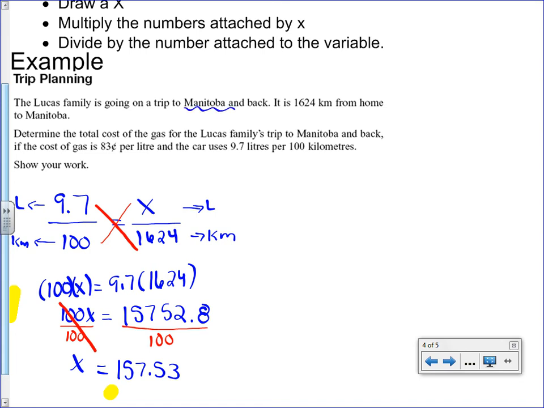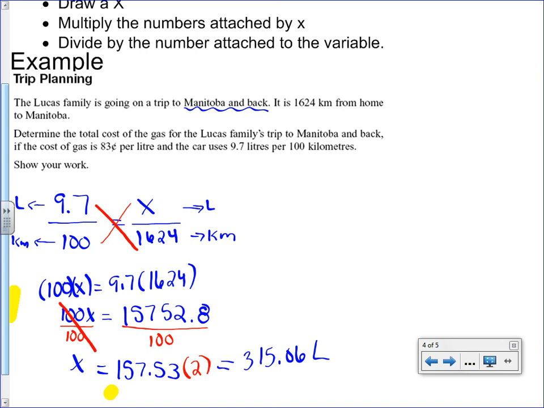Because it says Manitoba and back, what do I have to do to that answer? Tristan? I have to times it by 2. So when I times this by 2, because it's telling me and back, how many liters do I actually use for my total trip? Noriel, can you help me out? Okay, good. So this is telling me that in my total trip, both there and back, I will use 315.06 liters.